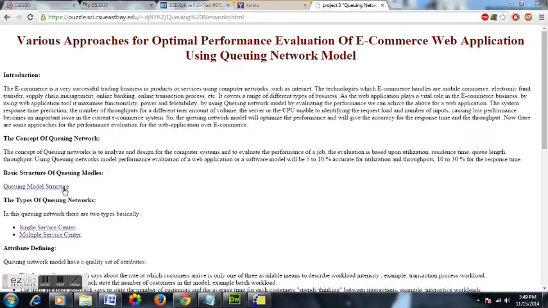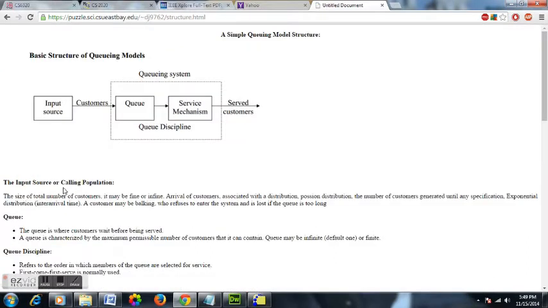So this is the diagrammatic description of basic structure of a queuing network model. These are the input source. The input source are nothing but the customers who are coming in the queue and waiting for the servers to get served actually. And this is the queuing system actually.